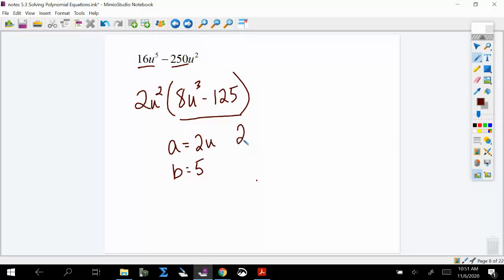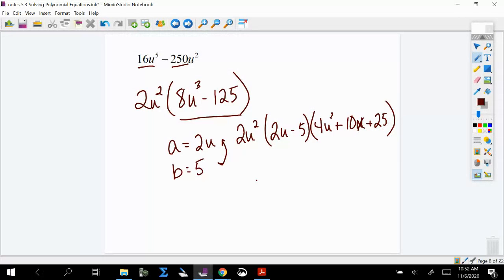So my formula, so I'm still going to have the 2u squared out front. I'm just going to kind of leave it there. My formula is A minus B, so 2u minus 5. And then in parentheses, A squared, which is 4u squared, plus A times B, 2u times 5 is 10u, plus 5 squared is 25. So I want to show you that had an extra GCF first, and then you do the perfect cube.